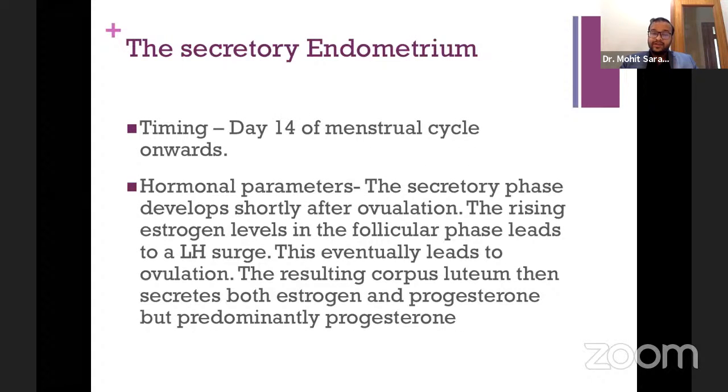Then is the third phase. This is the secretory phase. This is seen from day 14 of the cycle onwards. Here, ovulation has taken place. So here, the rising estrogen levels in the follicular phase leads to an LH surge. This leads to the ovulation. And once a corpus luteum has been formed, the corpus luteum then secretes both estrogen and progesterone, but predominantly progesterone. This progesterone is responsible for the secretory changes.